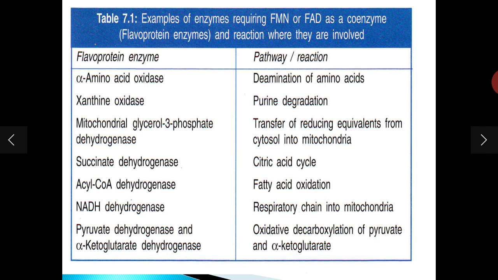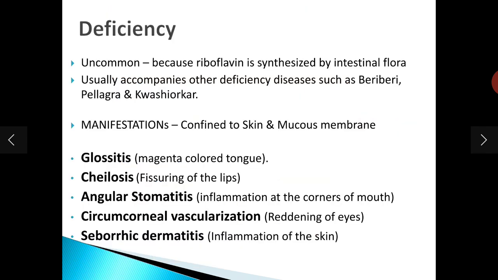So coming to the deficiency. Riboflavin deficiency is uncommon because it is synthesized in our intestine by the intestinal flora. If it occurs, it usually accompanies other vitamin deficiency diseases such as beriberi, pellagra, and kwashiorkor. The manifestations are mainly confined to skin and mucous membrane.